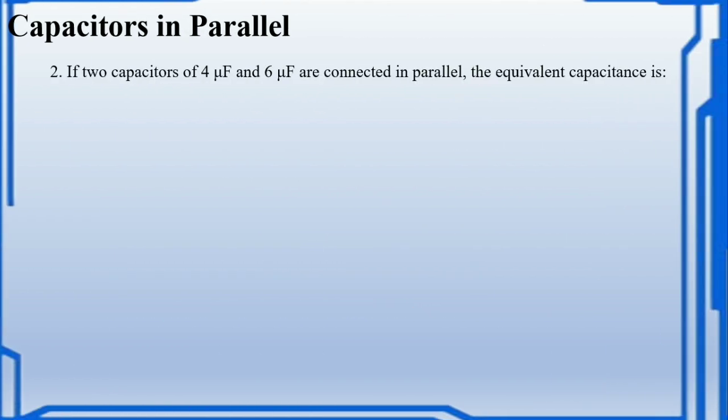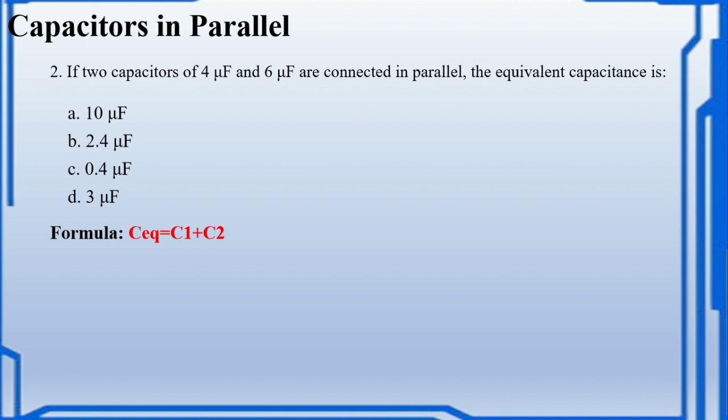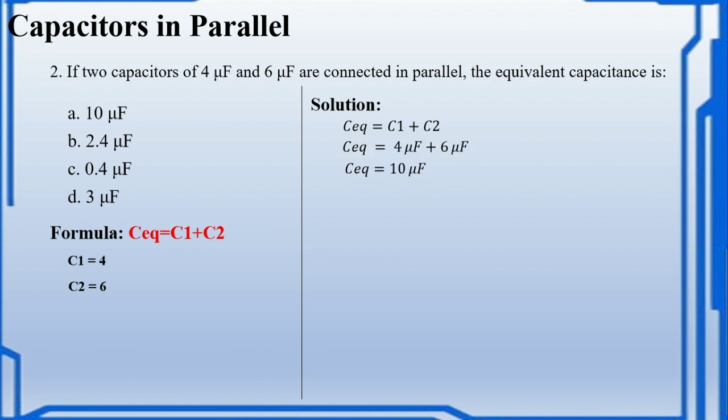Number 2. If two capacitors of 4 microfarads and 6 microfarads are connected in parallel, the equivalent capacitance is A. 10 microfarads, B. 2.4 microfarads, C. 0.4 microfarads, or D. 3 microfarads. When capacitors are connected in parallel, the total capacitance is the sum of the individual capacitances. CEQ equals C1 plus C2. For capacitors of 4 microfarads and 6 microfarads, CEQ equals 4 microfarads plus 6 microfarads equals 10 microfarads. So, the correct answer is A, 10 microfarads.